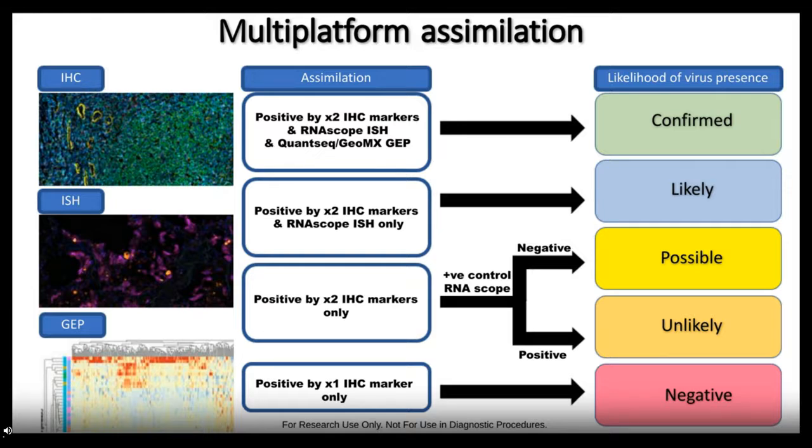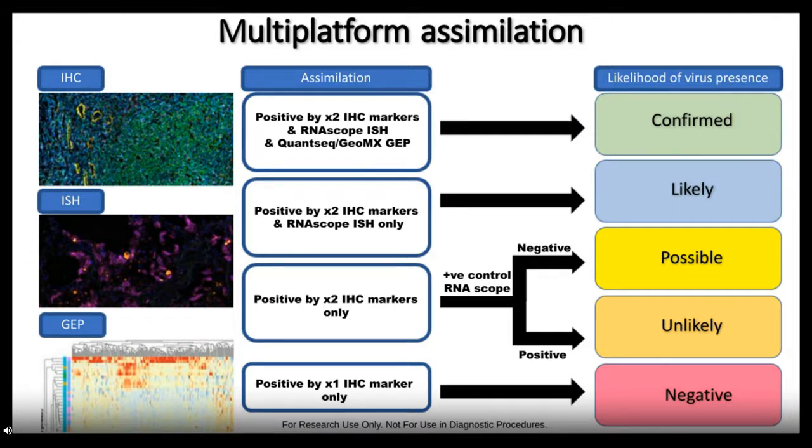We see the tissue positive by two immunohistochemistry markers and by RNA-scope in situ hybridization. We score that as likely. And if we see it's positive for immunohistochemistry markers, RNA-scope, and we see evidence of virus by either Quant-Seq or genomics, gene expression profiling, we score that as confirmed.